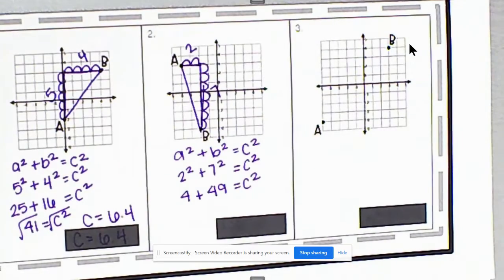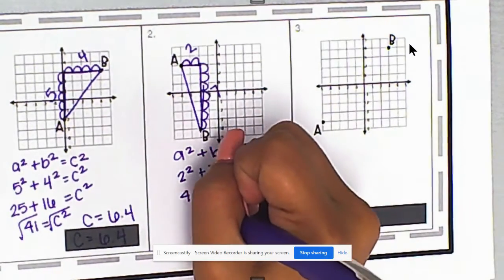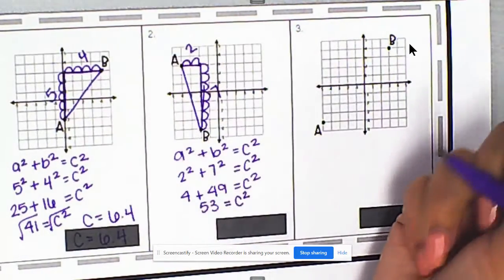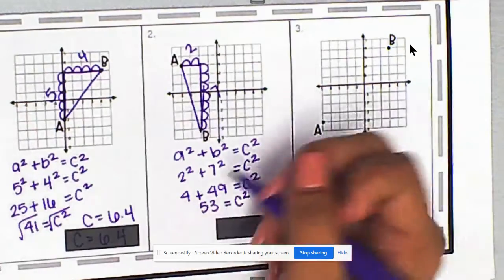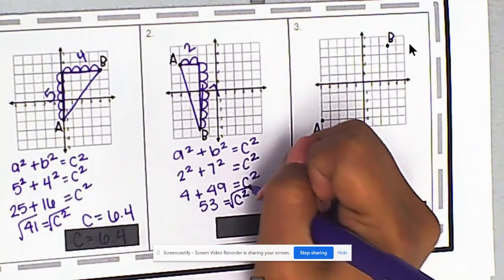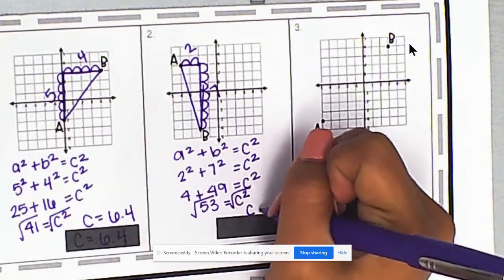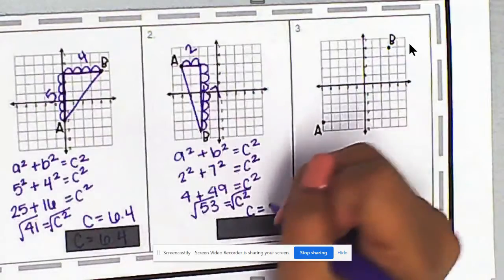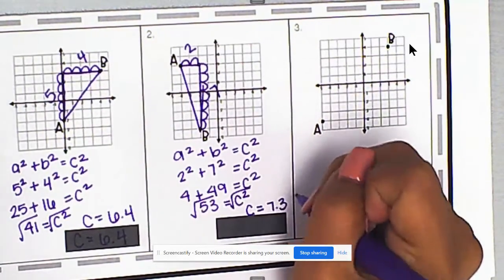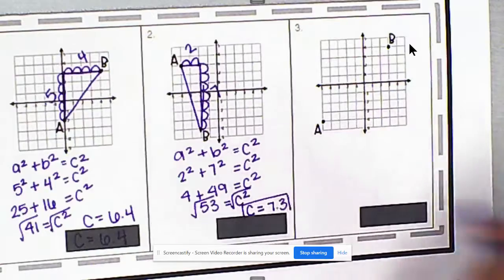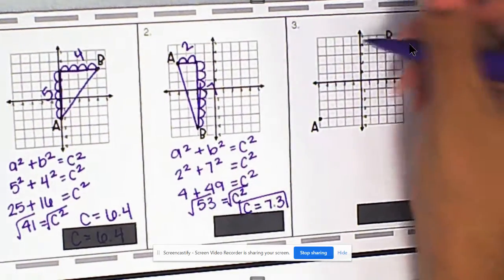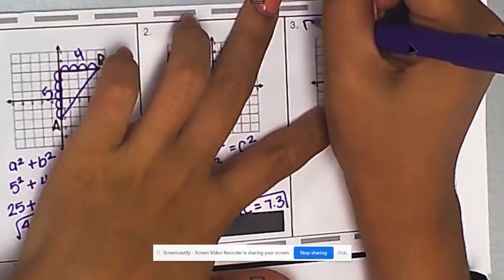So 49 plus 4 is actually going to give me 53. And then my last step, of course, would be to take the square root to find what c is. So c equals the square root of 53, which is 7.3. I'm rounding that to the nearest tenth. So technically I would have said 7.28, but I rounded it, so I have 7.3. I am going to leave number 3 to do on your own.